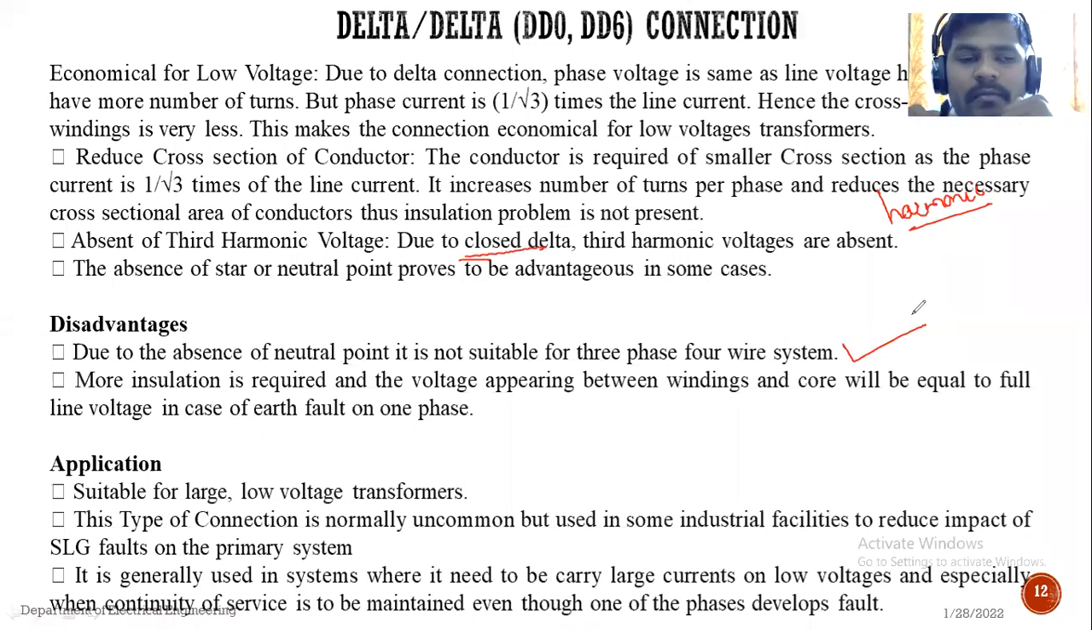Now more insulation is required and the voltage appearing between winding and the core will be equal to the full line voltage in case of earth fault on one phase.